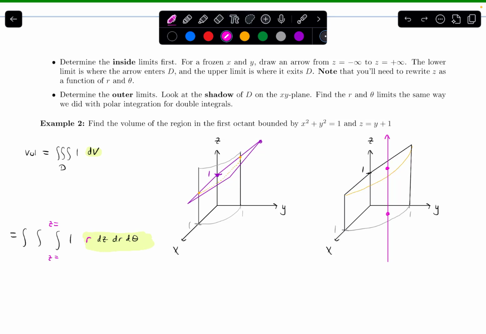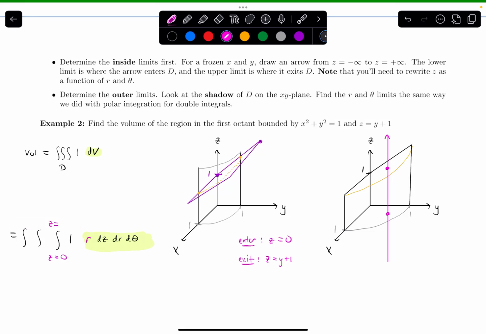So it's entering that xy plane, whose equation is z equals 0, and it exits by hitting this surface, which I already have the equation for. It's z equals y plus 1. Okay, so that's the lower limit of integration, z equals 0.